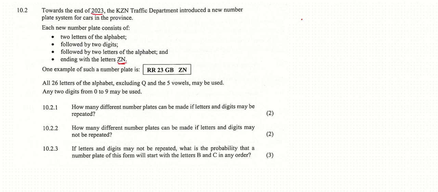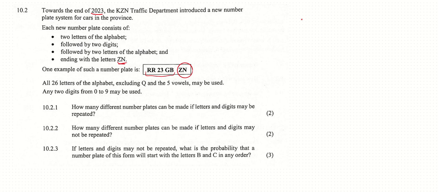Any 2 digits 0 to 9 may be used. Remember that this here doesn't have to be arranged. You have to end with this. It's a must. It must end with this. So our number plates are made up of these two letters, 2 digits, 2 letters again. Then let's look at the first question.